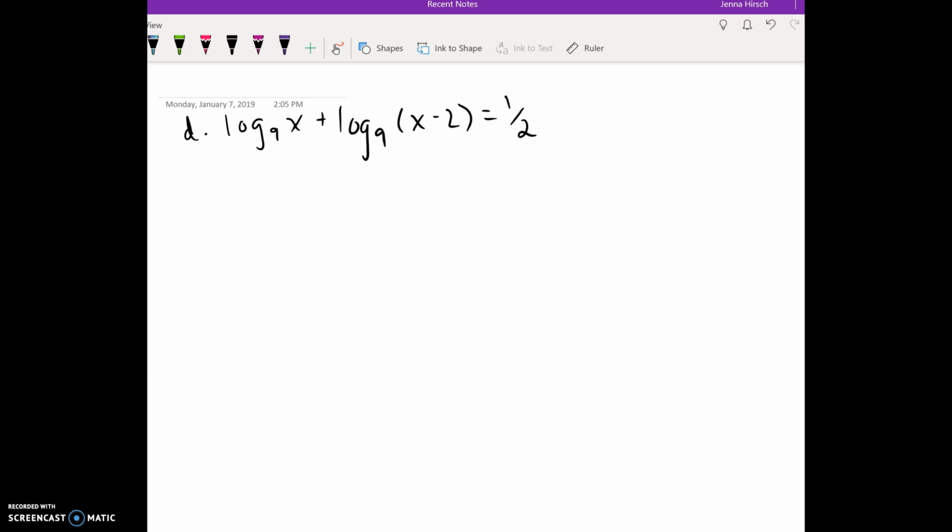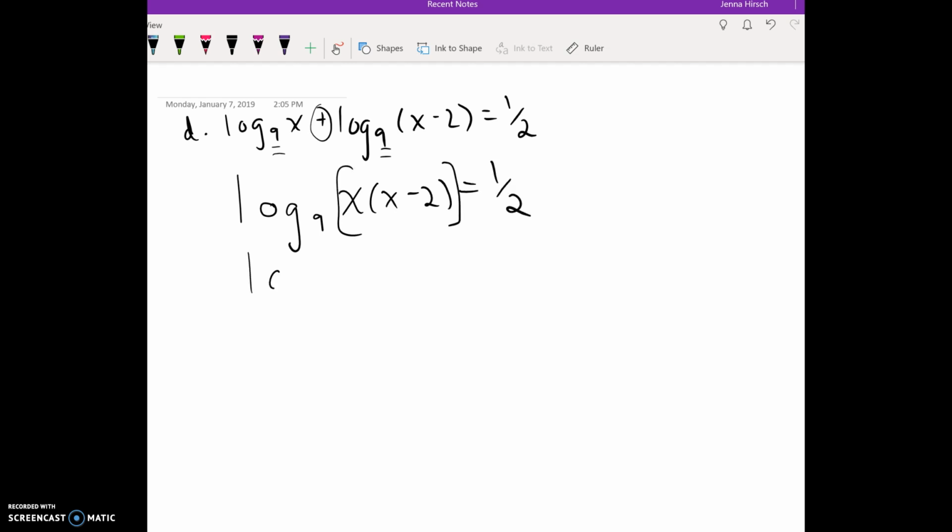So for step number 2 of the process, because we have two logarithms on the left-hand side, we're going to condense it down to a single logarithm. We can do that because we have the same base, base 9, in each one of these. Now remember that addition acts like multiplication. So we can rewrite this left-hand side as log base 9 of x times x minus 2 is equal to 1/2. And we can distribute the x into the x minus 2, and this gives us log base 9 of x squared minus 2x is equal to 1/2.